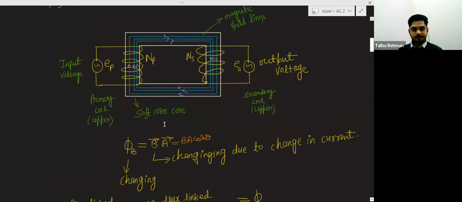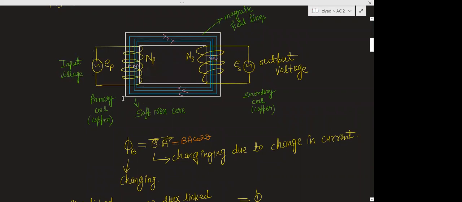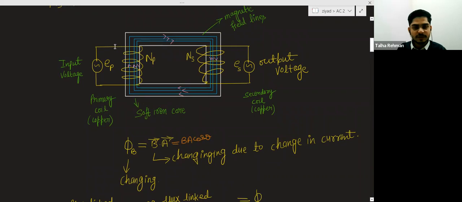Now you are supplying the input voltage here. Due to the voltage, there will be current. And this is a solenoid. The winding will behave like a solenoid. So when there is current in this solenoid, what will happen?